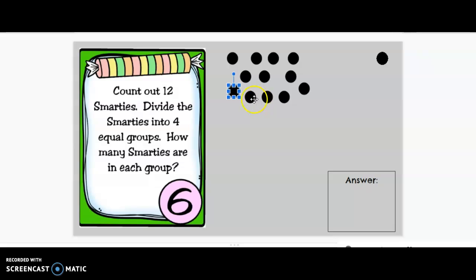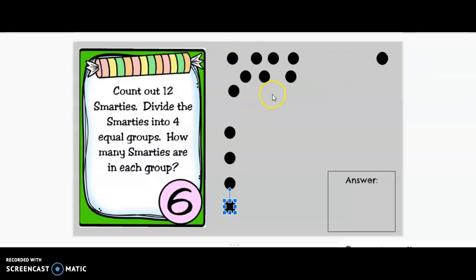So Miss Noble's going to make her 4 equal groups. It's going to be for my first group. It's going to be for my second group. It's going to represent my third group. And then I'm going to have one more right here for my fourth group. So 1, 2, 3, 4. It's going to be my groups.